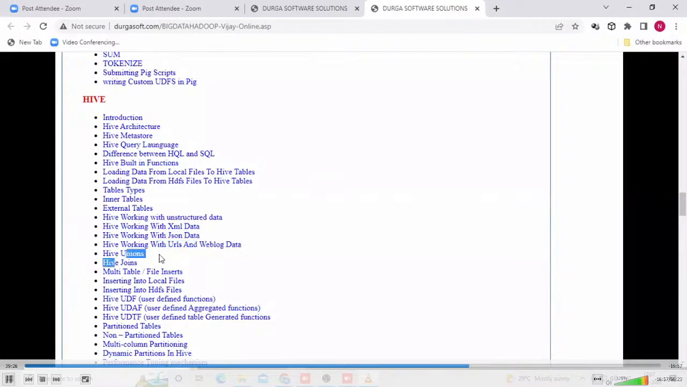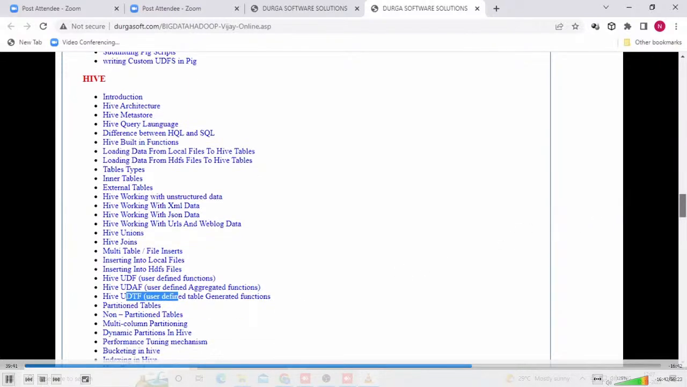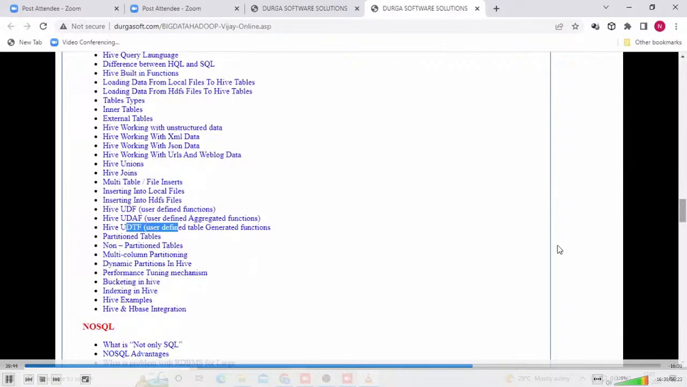Here we'll be loading data, creating tables, working with XML data, JSON data, URL and weblog data, unions, joins, inserts, inserting into local files, UDFs: user-defined functions, user-defined aggregate functions, user-defined table functions, non-partitioned tables, static partitioning, dynamic partitioning, multi-column partitioning, bucketing in Hive, indexing in Hive, combinations of partitioning, bucketing and indexing, and performance tuning mechanisms. And NoSQL databases.